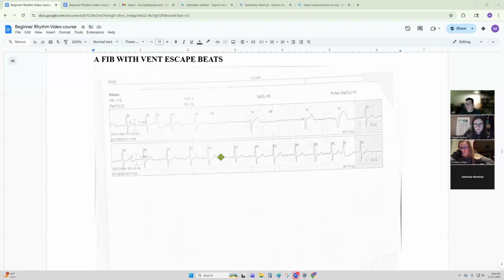And these are good, because if these didn't happen, no other beat would come in, right? These are not bad like PVCs. I mean, maybe they have something else going on, but this is the safety mechanism of the heart. Escape beats.